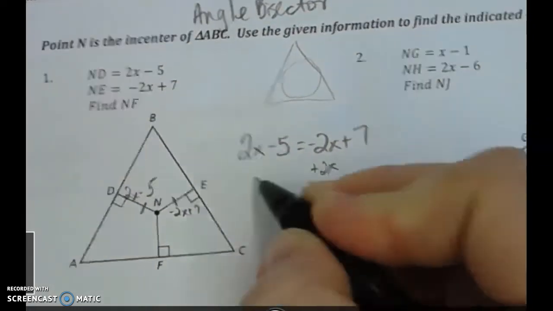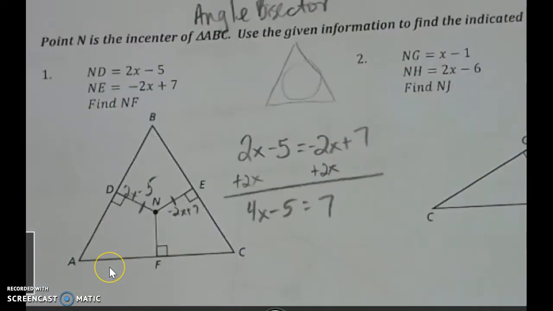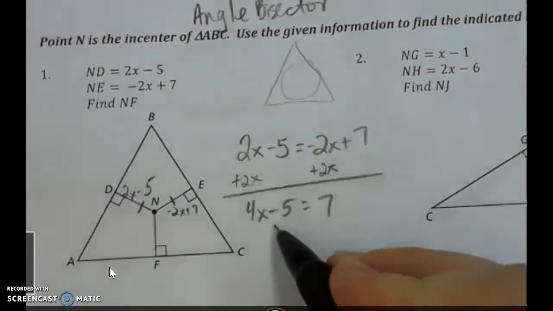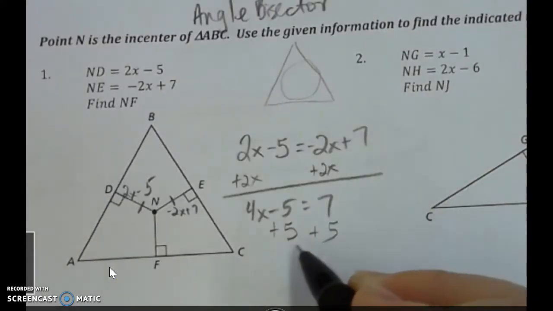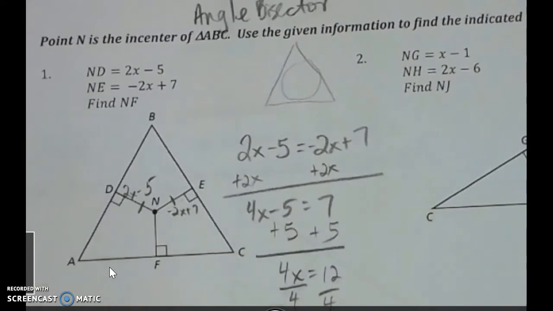I'm going to add 2x on both sides. So I get 4x minus 5 is equal to 7. Uh-oh, we're having some lag issues. And then I'm going to get rid of the minus 5 by adding 5. So 4x is 12. And then I'm going to divide by 4 to find that x is 3.